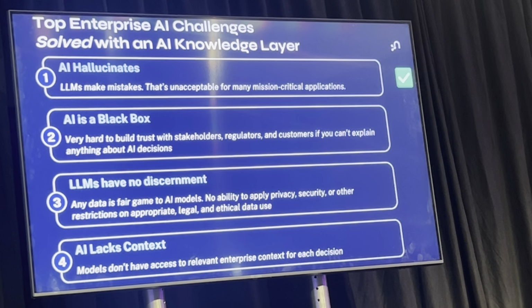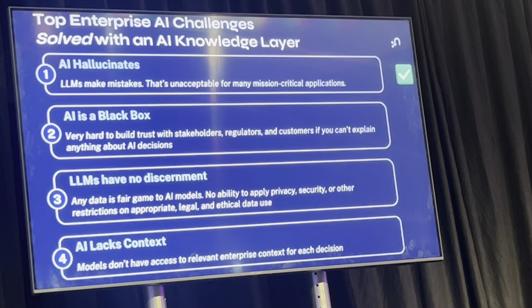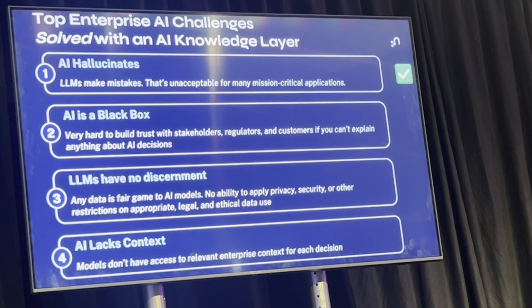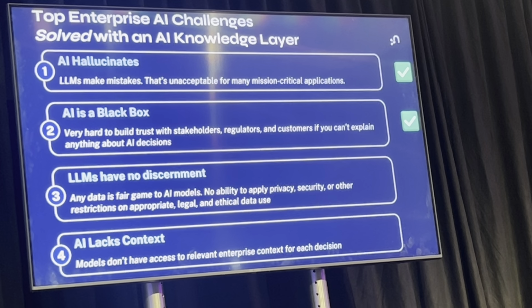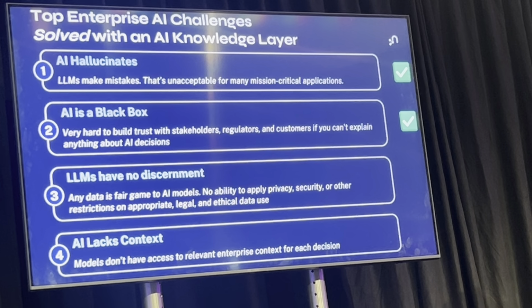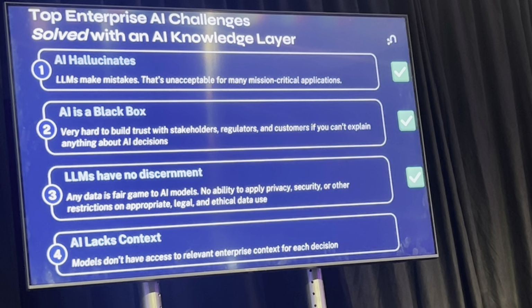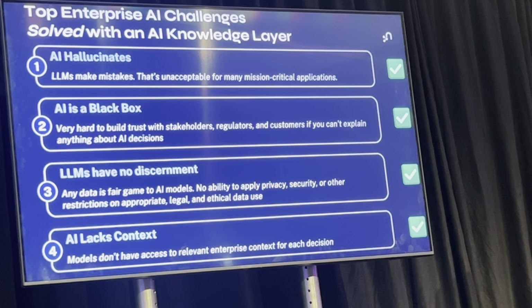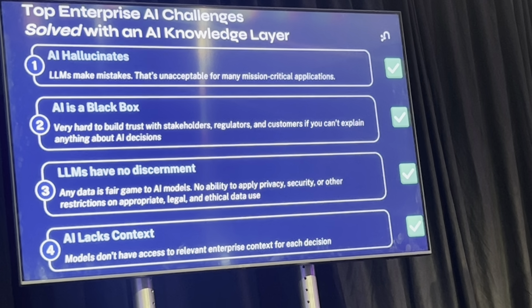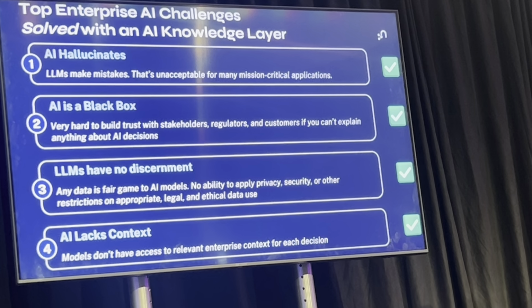And so with the knowledge layer, you get better accuracy, or you can entirely solve for hallucinations by having an option to run deterministic queries in the graph. You solve black box by getting transparency because you can understand the data. You solve discernment because you have access controls. And then you solve context because that's what the graph is all about. So now I've basically solved these problems, which is pretty big.